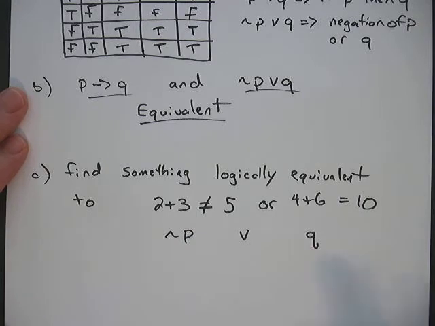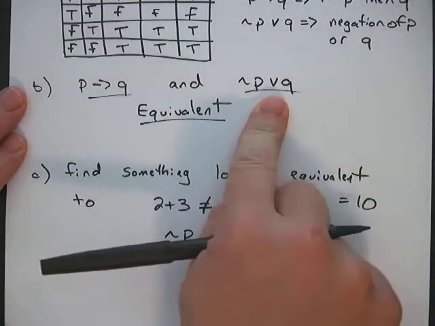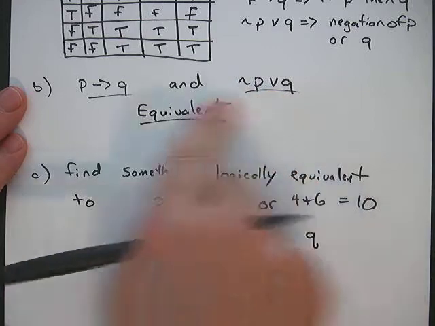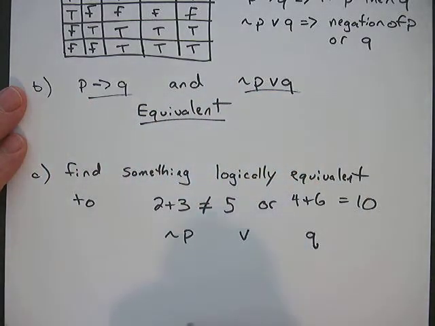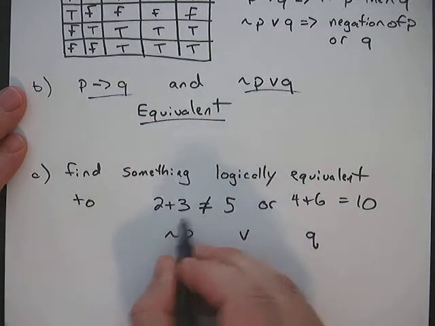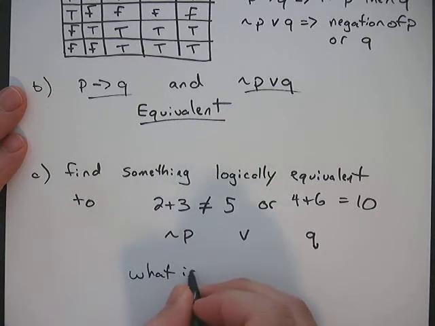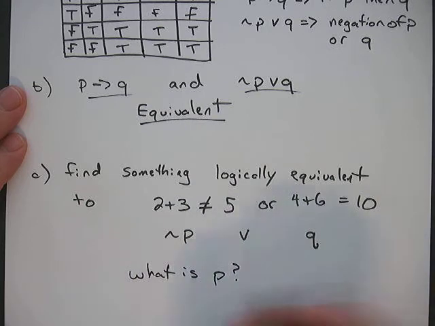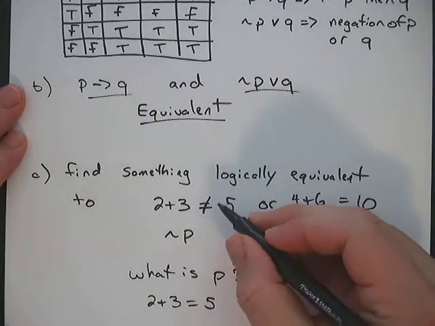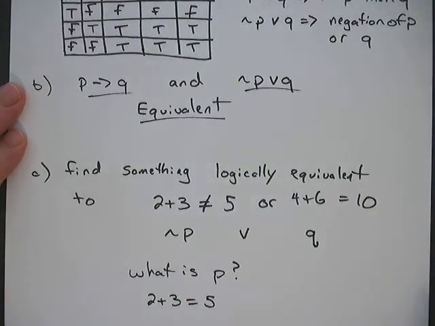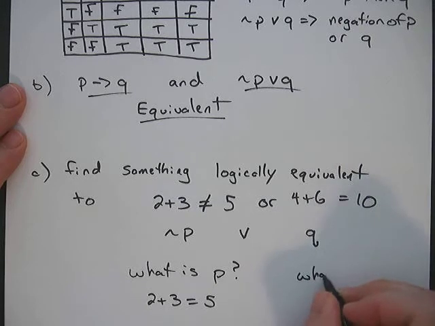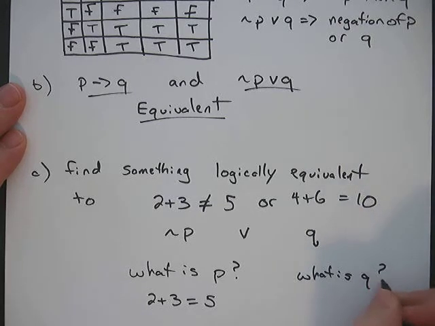Okay, and we've just written down right here what the equivalent to negation of p or q is. It's p then q. So we're looking for p then q. So if this is the negation of p, then what is p? Well, that's just 2 plus 3 equals 5. If the negation of p is equal to this, then this is p. Okay, and we also know what q is. That's unchanged. So q, what is q? Well, that is 4 plus 6 equals 10.